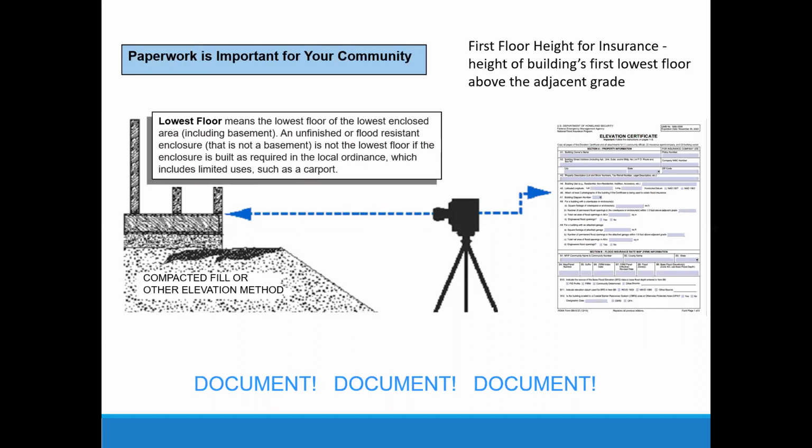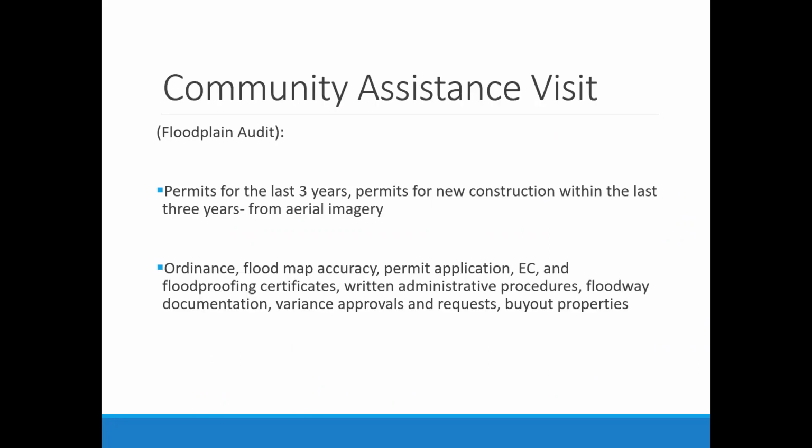So aside from having information about the legacy system, about insurance that's not as accurate anymore, I'm hoping that that's going to get updated. So I did just talk about community assistance visits. This is what we call the CAV, or that's what it's short for. That's the audit. So again, permits and everything, all of your documentation for the last 3 years, and then whatever I can find in the aerial imagery.